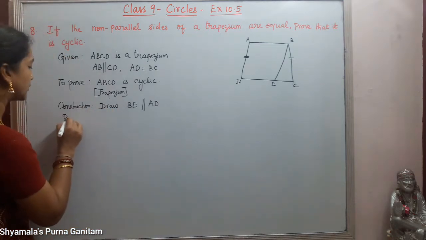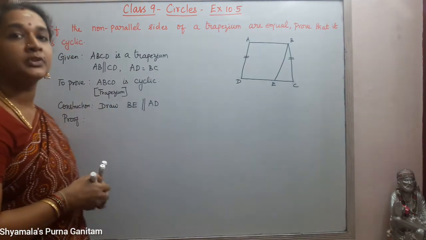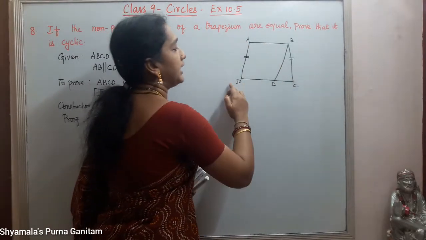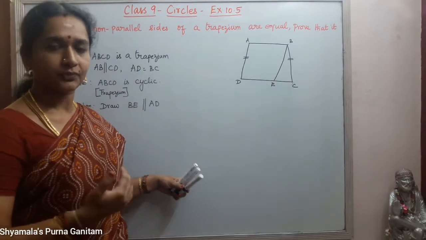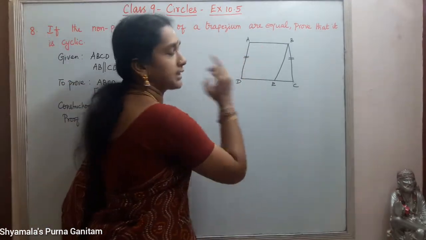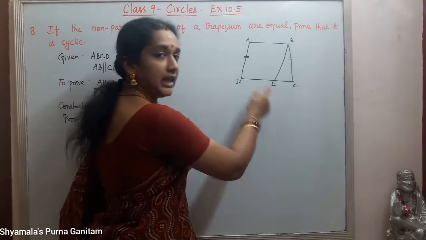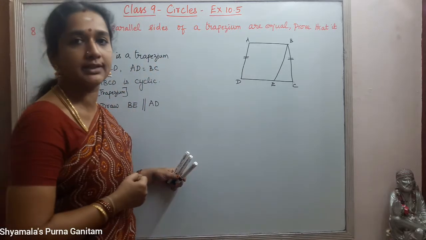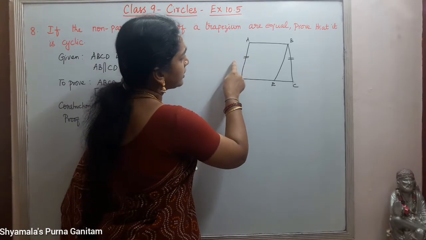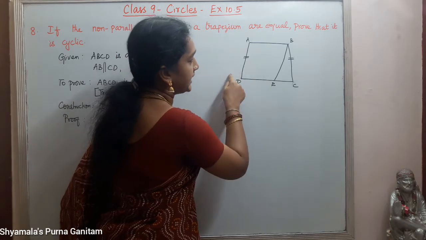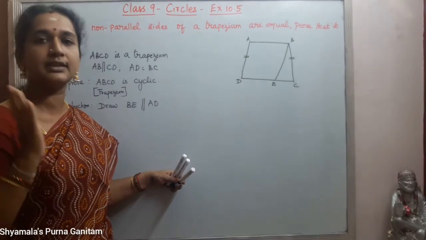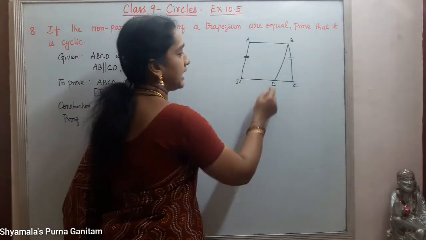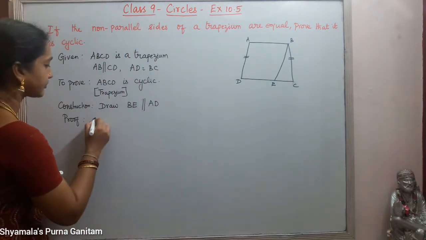Okay, now the proof. We know that the opposite sides are parallel here. Already AB and DC are parallel, since it is a trapezium, it is given. Since E is at that point, AB is parallel to DE. One pair of opposite sides are parallel. In the same way, AD and BE, one pair of opposite sides are parallel. Since both pairs of opposite sides are parallel, we can say that ABED is a parallelogram.